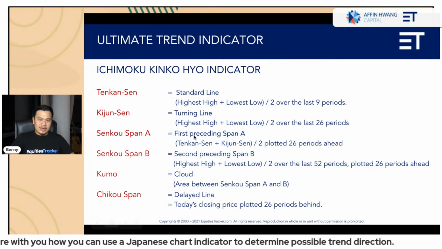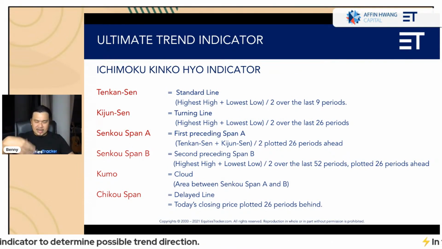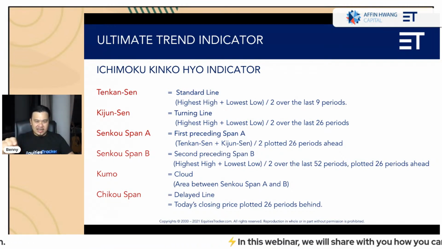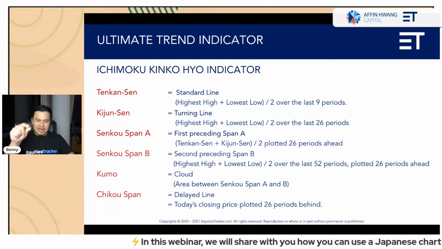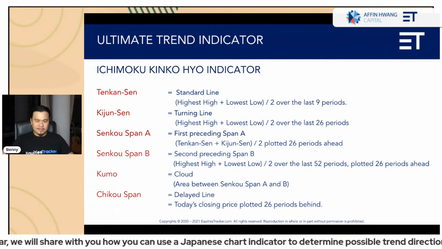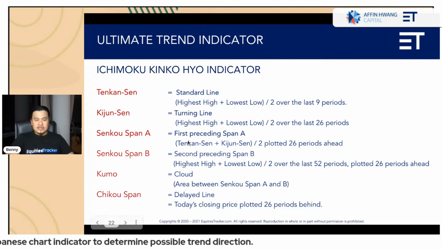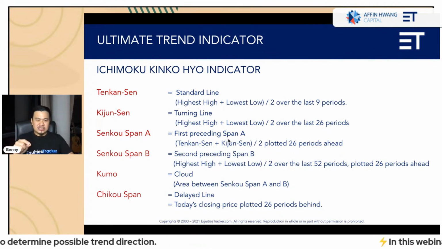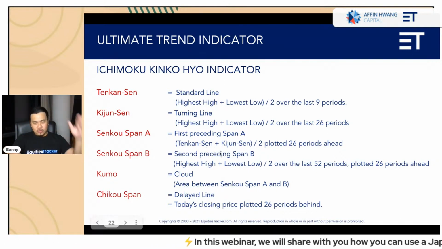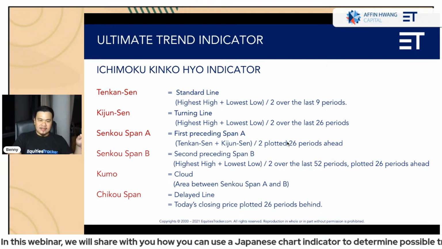And then he has this following line. Okay. We call it the preceding span A. And of course, if you read other resources, other books, they name it differently. But this is where I got the information from. We call it a preceding line. Why is it called preceding? Because if you calculate the data today, it is not plotted today. It's going to be plotted 26 days to the front. Okay. That's where the forecasting element is. All right. So the first span is basically the average between the two lines. Okay, so you take the standard line plus the turning line, divide by 2. This is the average between these two lines, and it's plotted 26 days to the front.